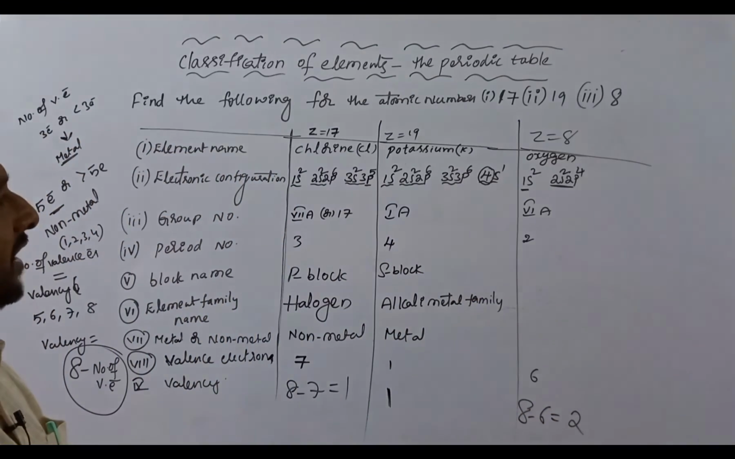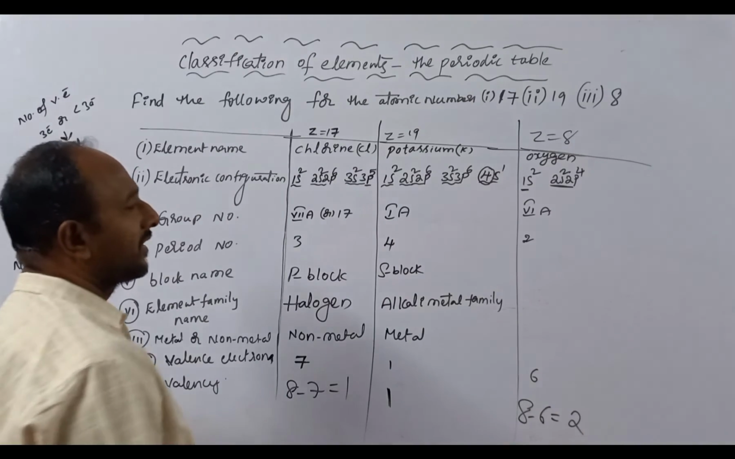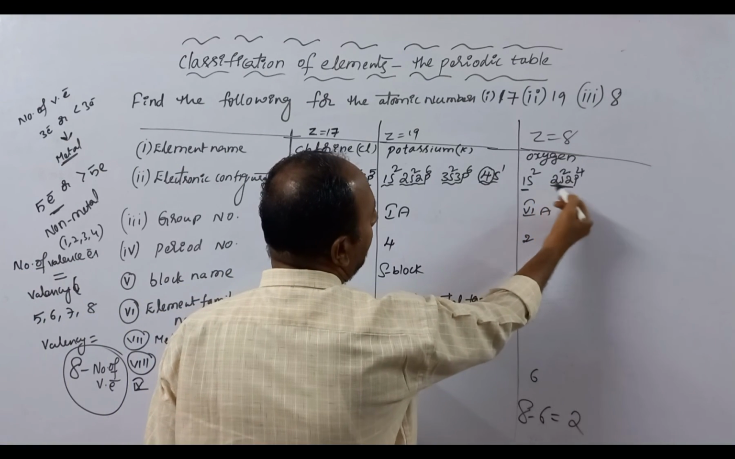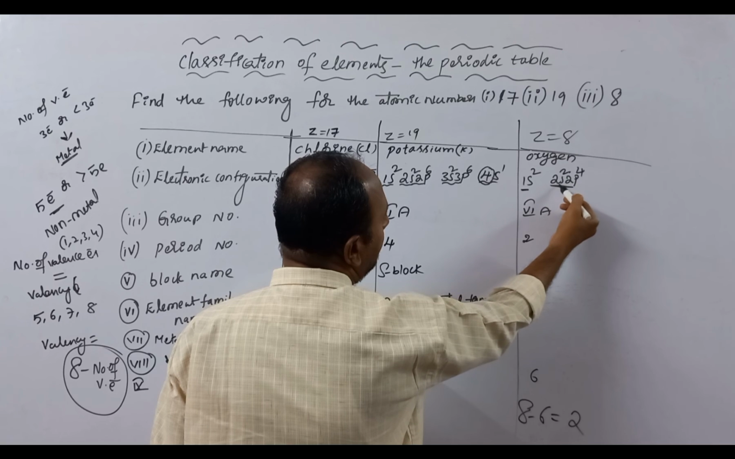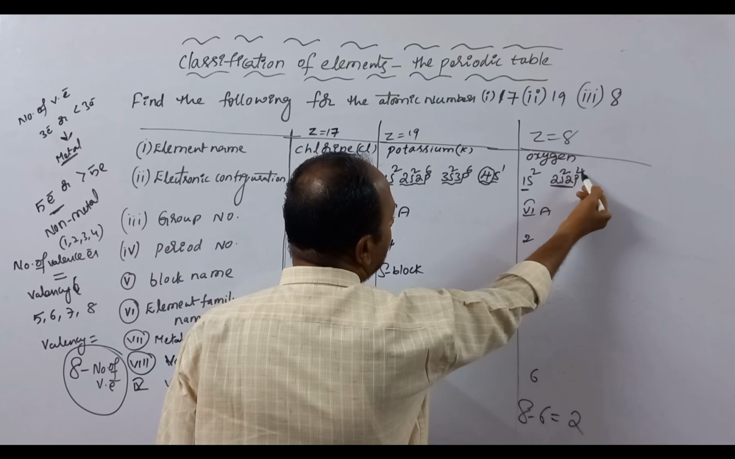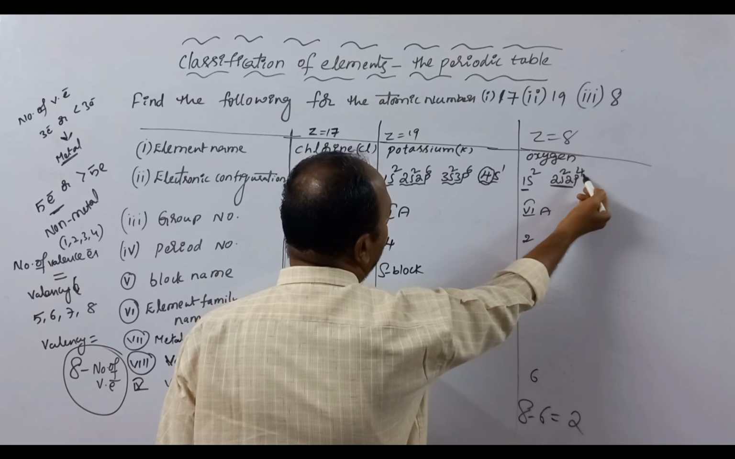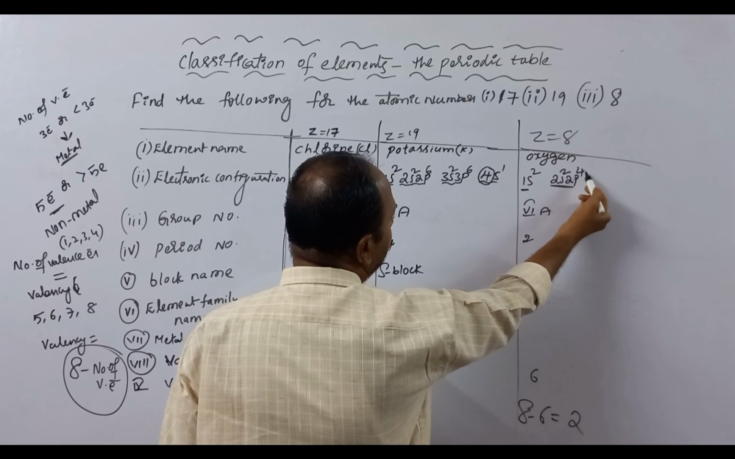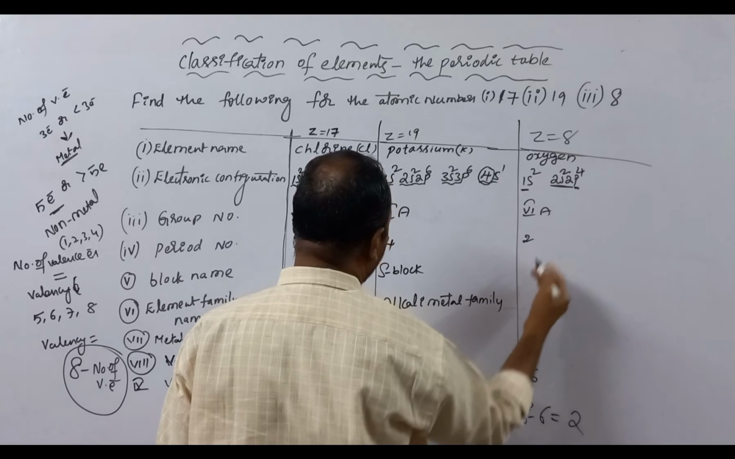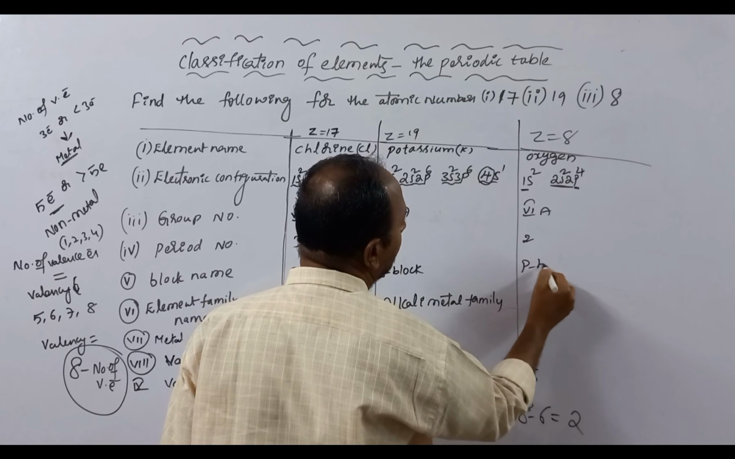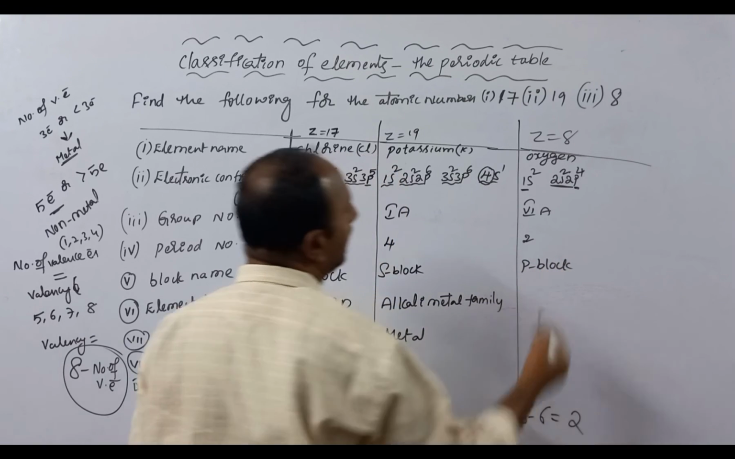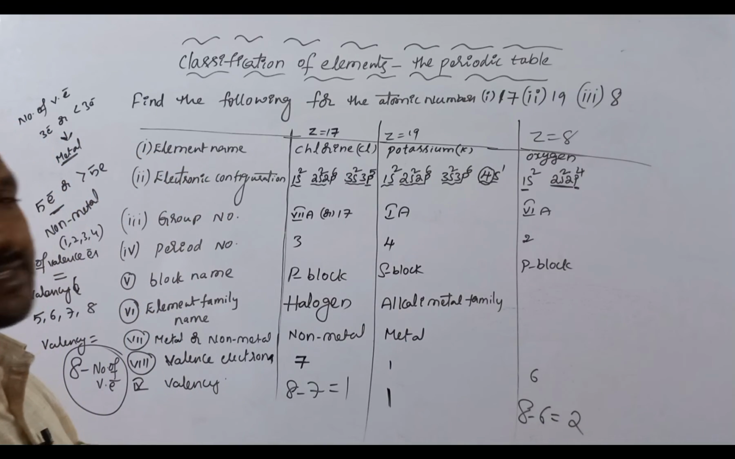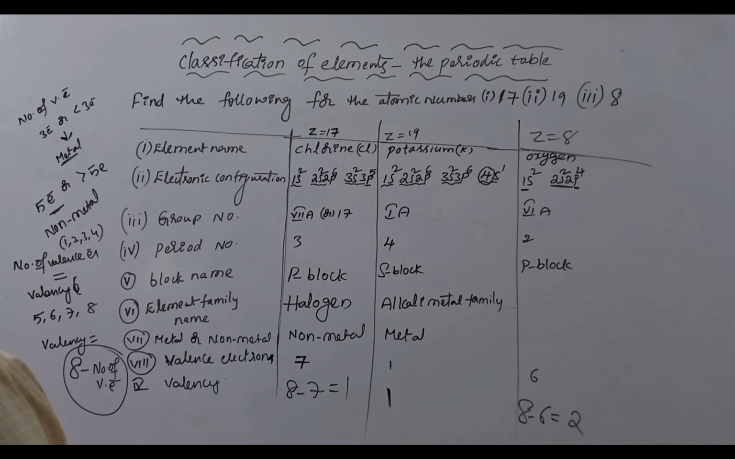Now what is the block name of oxygen? 2 electrons go into 1s, next 2 electrons go into 2s, last 4 electrons, that is the 5th electron, 6th electron, 7th electron, 8th electron, go into p. So p is its block name. Block name of oxygen is p block. Oxygen belongs to p block.